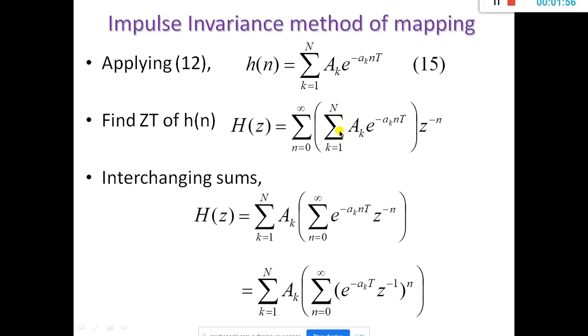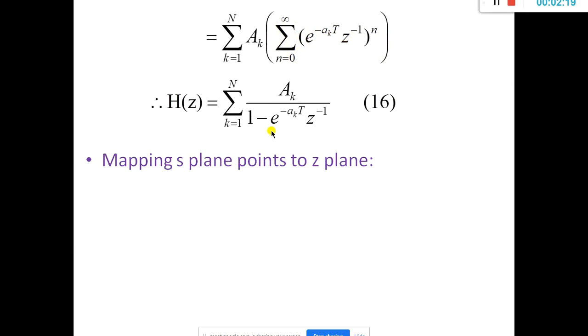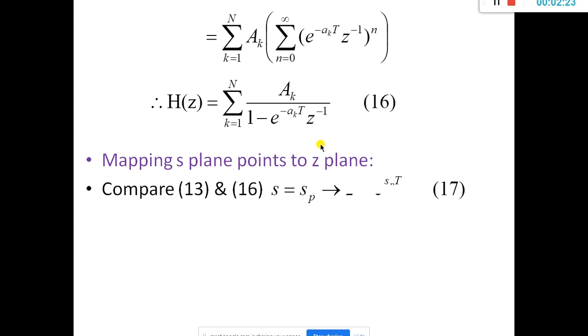So we first interchange these two summations, as we have a direct formula for the summation ranging from n equal to 0 to infinity. So we apply the formula for summation 0 to infinity a power n here. So once again this is the H of z equation that we got, right?